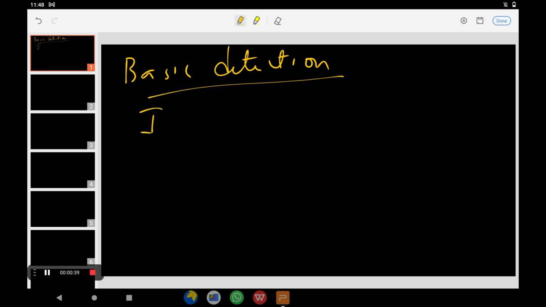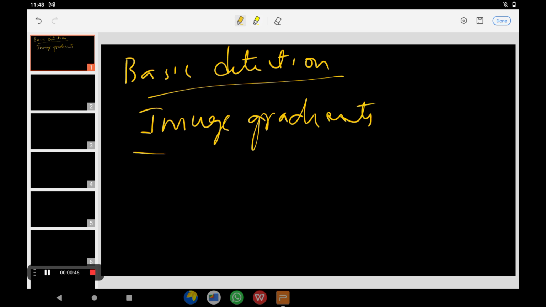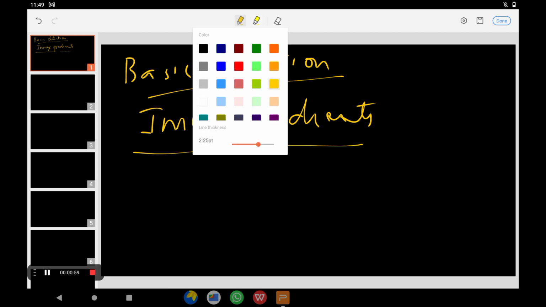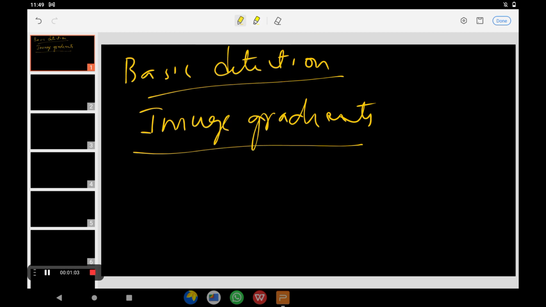Image gradients. Image gradients mean that for finding the edge strength and the direction of the corresponding point, we use the image gradient. Generally, the image gradient is used to identify the strength as well as the direction. It can be represented as delta f for the image gradient. Delta f is the notation for the gradient, grad f.